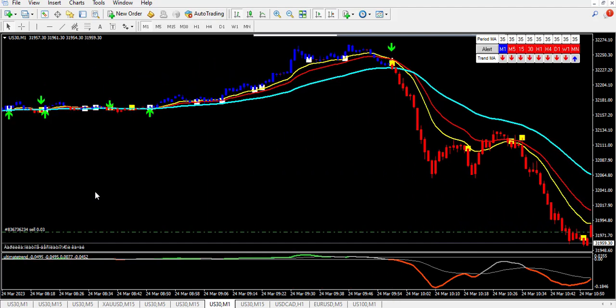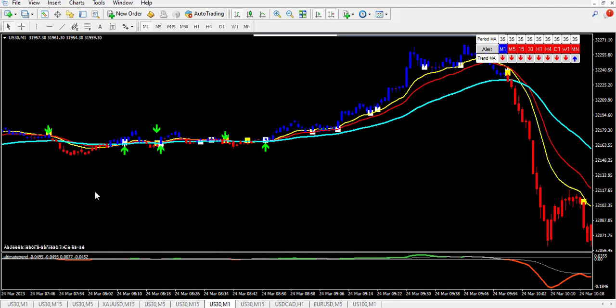So let's check for a buy strategy right now, or a buy setup. At this particular point also, we have these indicators all in agreement, and here you see this is green also for a buy.